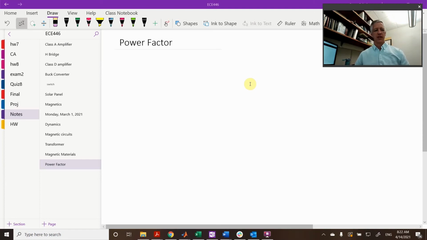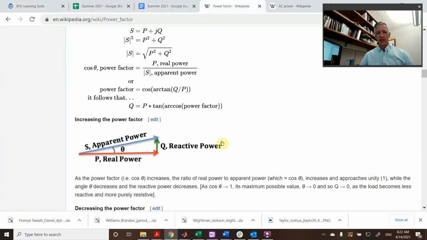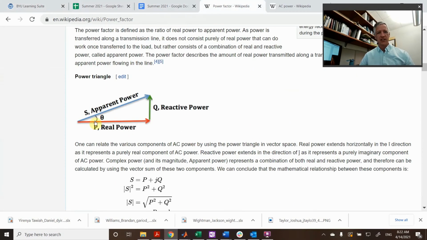So we want to talk a little bit about power factor and how it relates to impedances and power. Okay, so power factor. We see here that this is related to our complex power. Our complex power has real power along the x-axis and then reactive power. And then the apparent power is the hypotenuse, or the magnitude of these two.